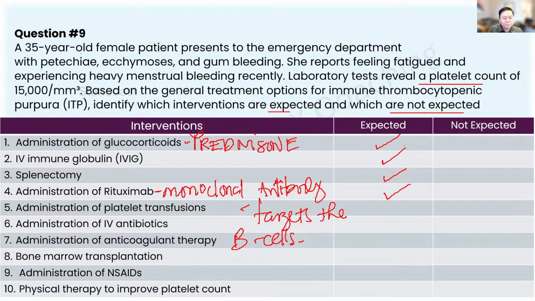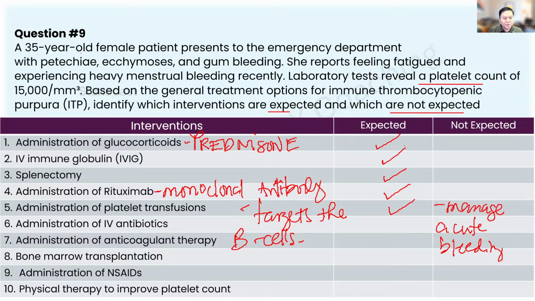What about administration of platelet transfusions? Are we going to administer platelets in this patient? We're not talking anymore about HIT this time. So we are going to administer platelet transfusion this time. This is going to manage acute bleeding. And our goal here is to elevate the platelet count quickly and prevent severe hemorrhage.